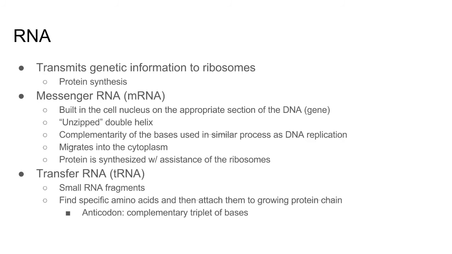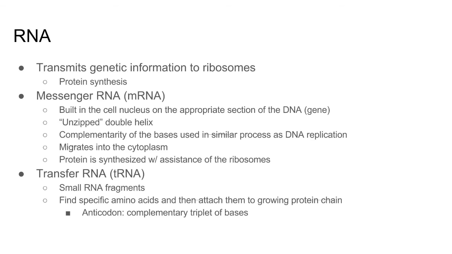As DNA contains the genetic information, RNA transmits that information to the ribosomes, where the actual protein synthesis process occurs. And messenger RNA is built in the cell nucleus on the appropriate section of the DNA, and it looks like an unzipped double helix. Complementarity of the bases is used in a similar process to DNA replication. And after that, the RNA migrates to the cytoplasm, and there protein is synthesized with the assistance of ribosomes.